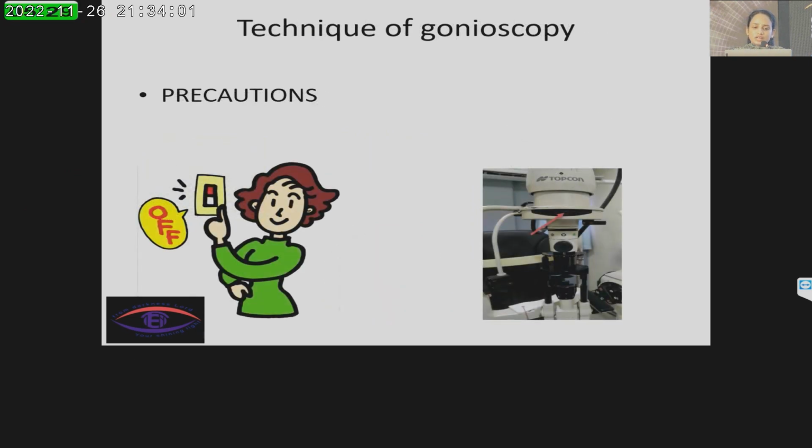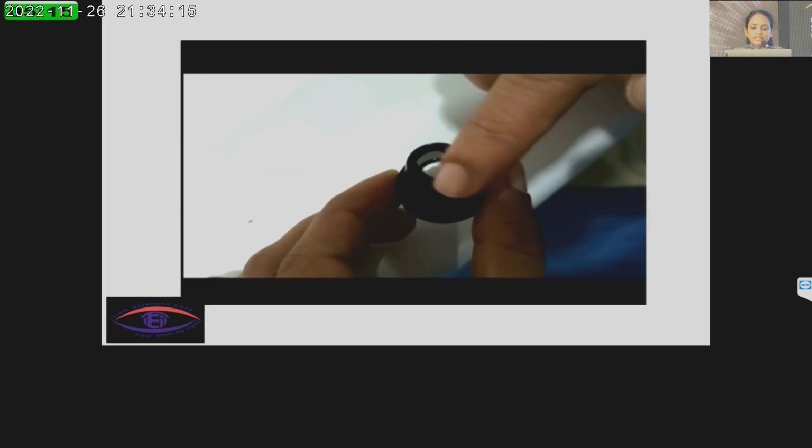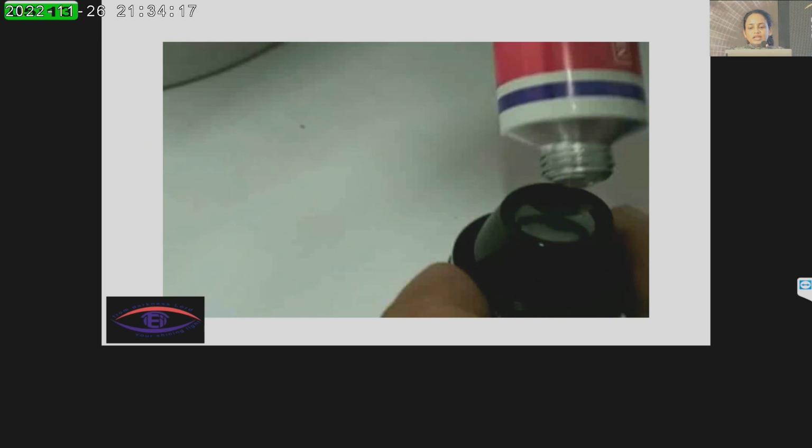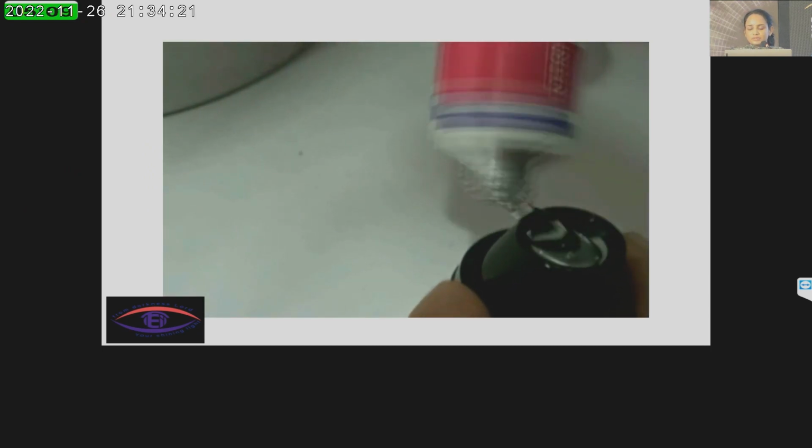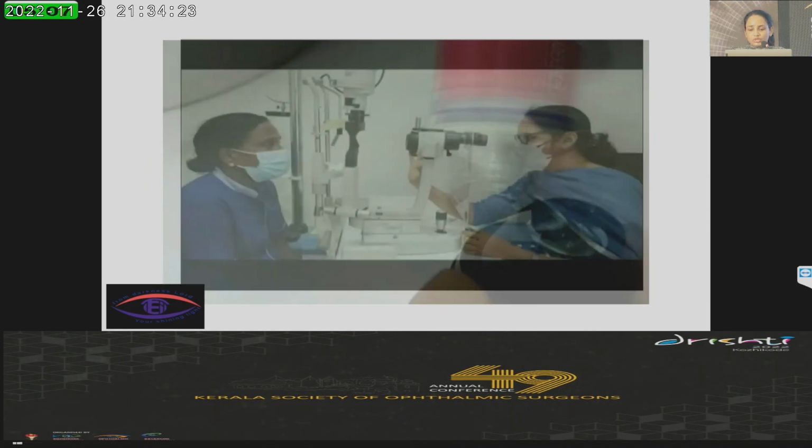The technique always starts with precautions. It is important that you do gonioscopy in a dark room, and also the slit lamp beam height has to be less than 5 millimeters, otherwise there can be pupillary miosis which can artifactually open up the angle. Examine the lens, see there are no cracks, apply the coupling agent. Take care to avoid bubbles, otherwise bubbles can come in between and obscure your view.